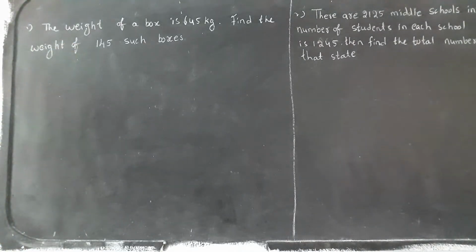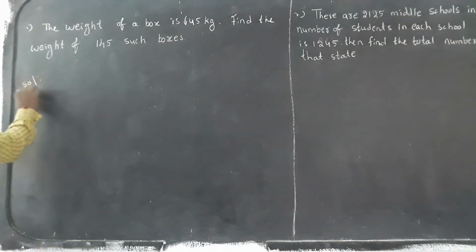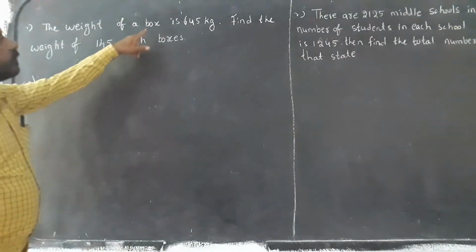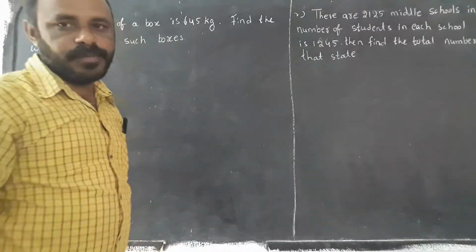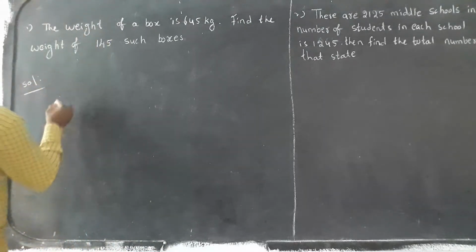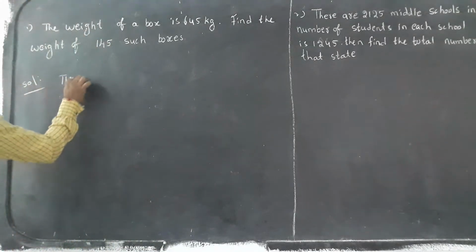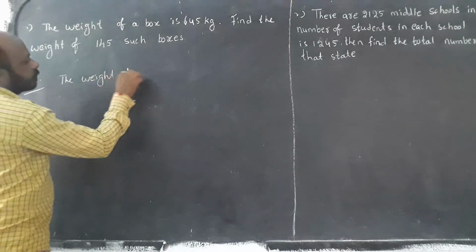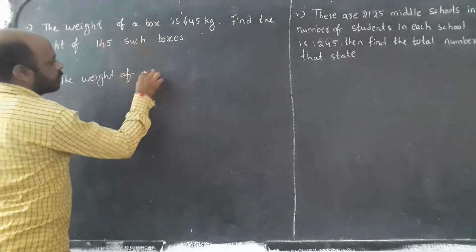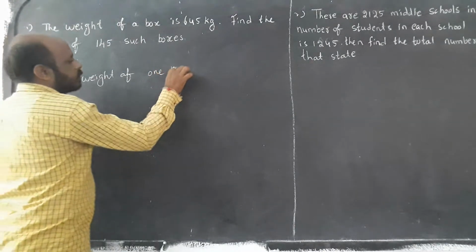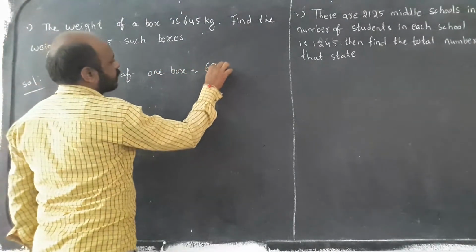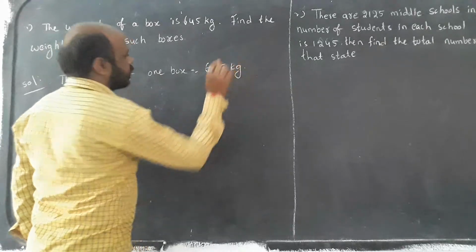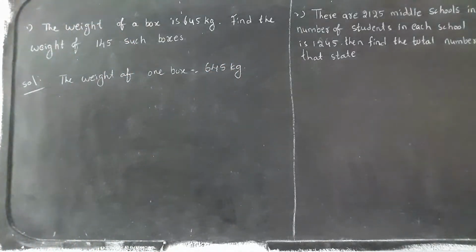Next, what is given, and the statement, we have to write in the solution. First, the weight of one box we have to write. A box means only one box. How many kgs? 645 kgs. The weight of one box is 645 kgs.